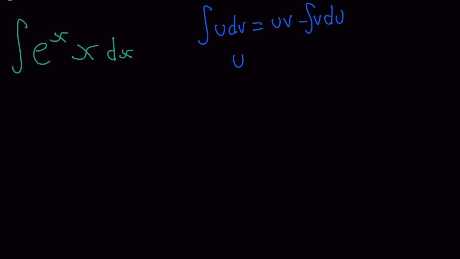In this example, we have x and e to the x. When you do anything to e to the x, it just stays e to the x. But when you differentiate x, it becomes 1, which is really simple. So u is going to be equal to x, and then du, the derivative of u, is equal to 1. Then dv equals e to the x. So we need to take the integral of e to the x, which just equals e to the x, so v equals e to the x.